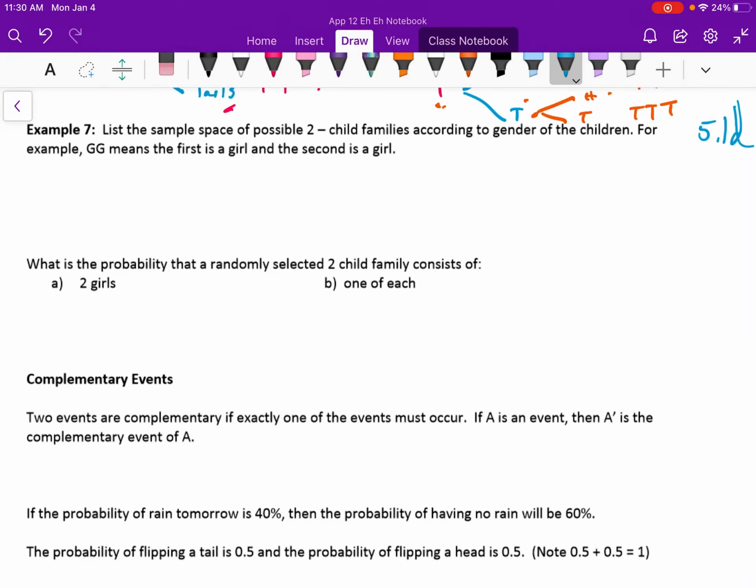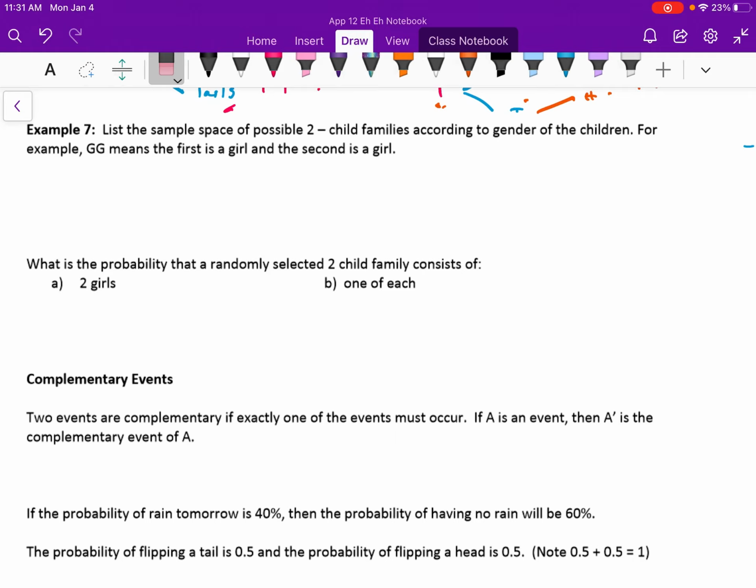All right, we're going to continue to work on example number 7. What we're going to say is list the sample space of 2 possible child families according to gender of the children. So GG means first girl and then second girl.